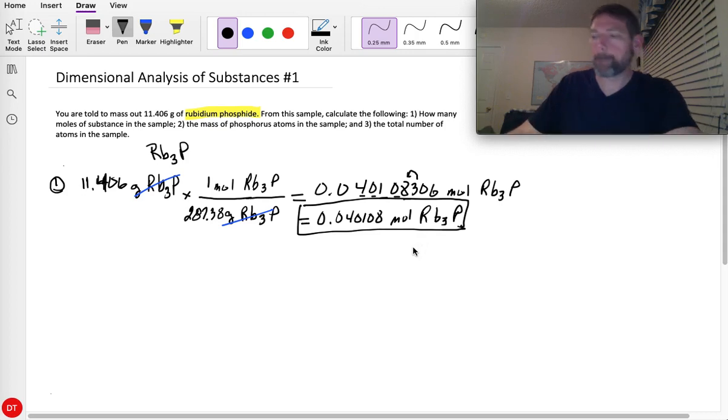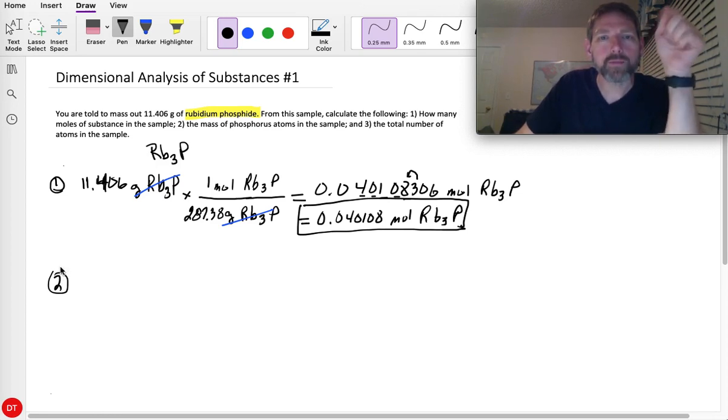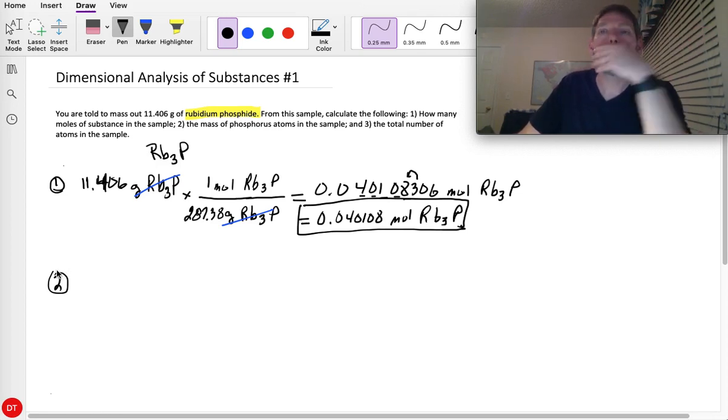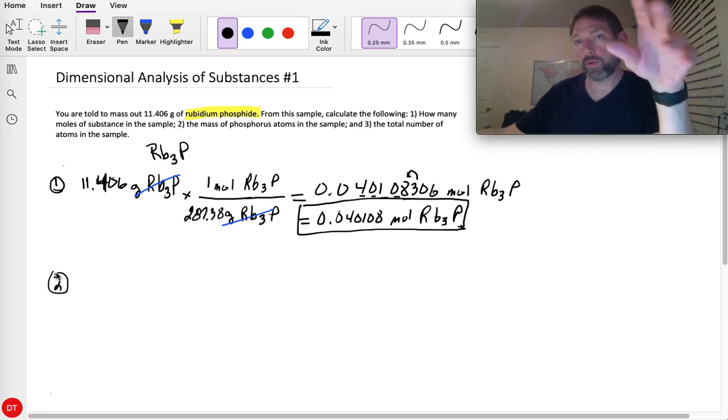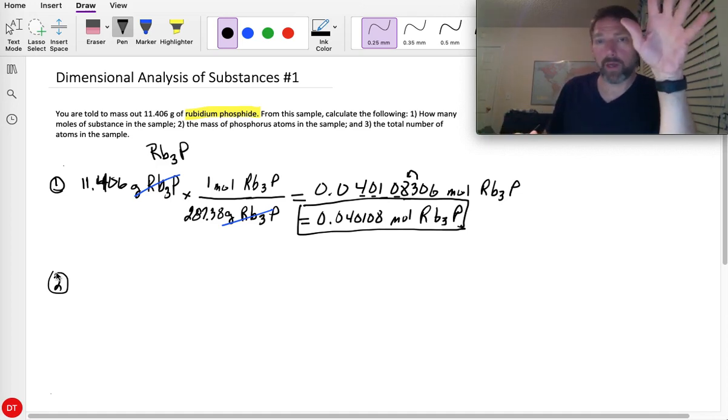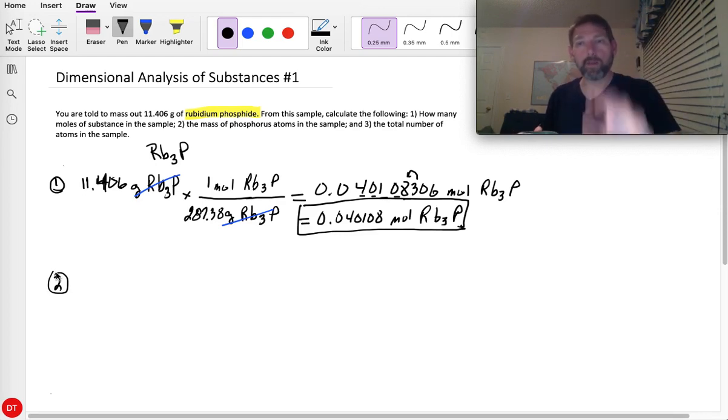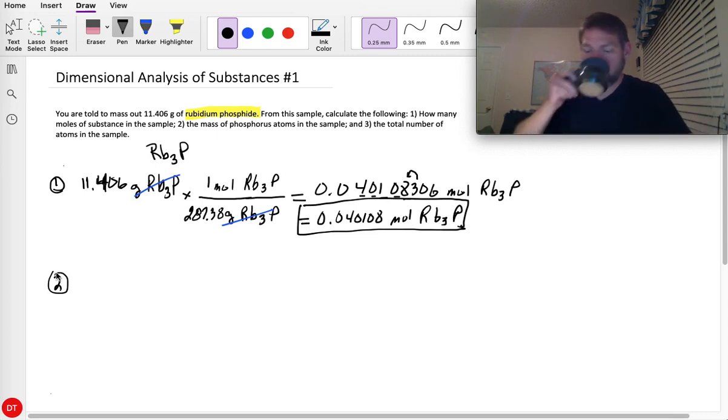All right. And we'll have plenty of examples to go by. So let's take a look. Let's look at number 2. What's 2 asking us? The mass of phosphorus atoms that are in the sample. Okay, so the first thing you should remember is whatever number you get, law of conservation of mass, phosphorus is a portion of all of this.